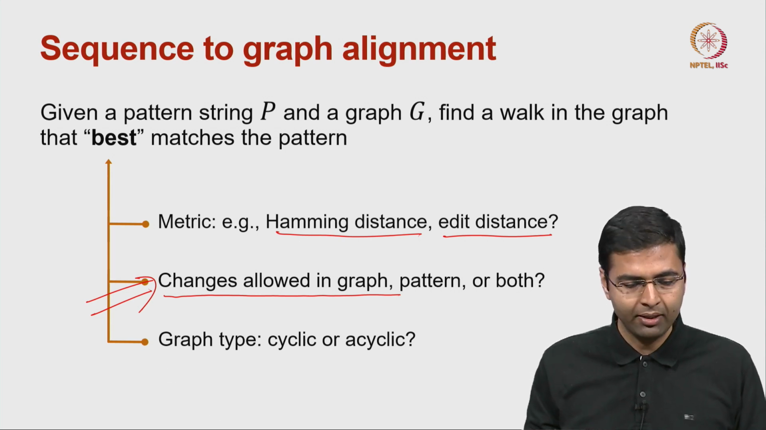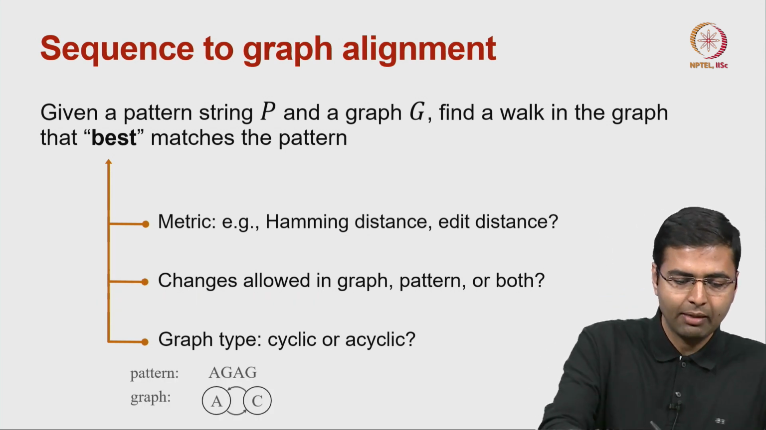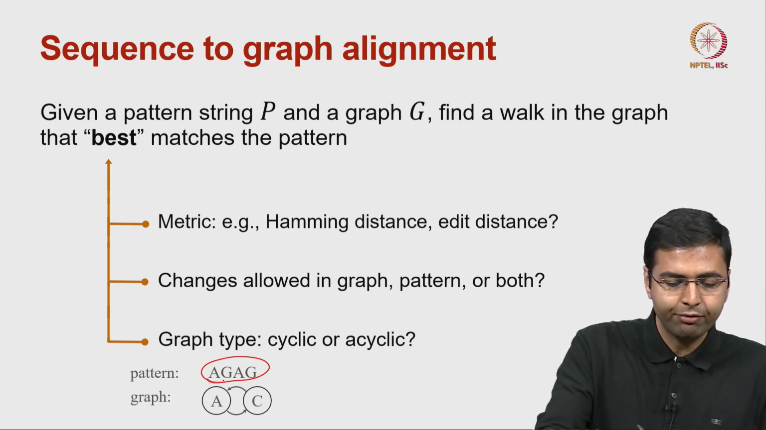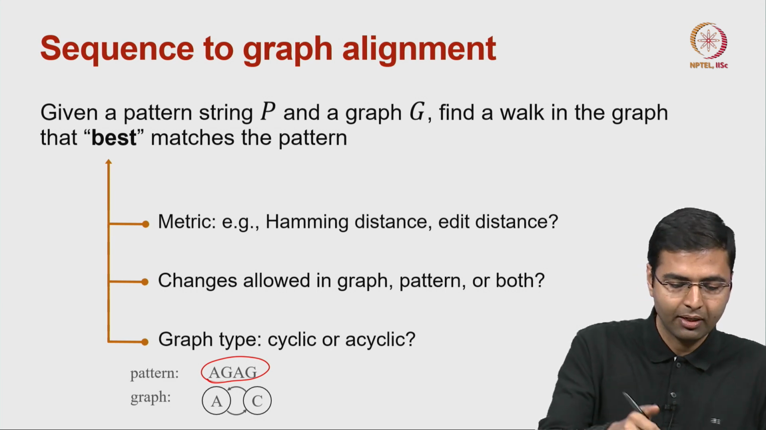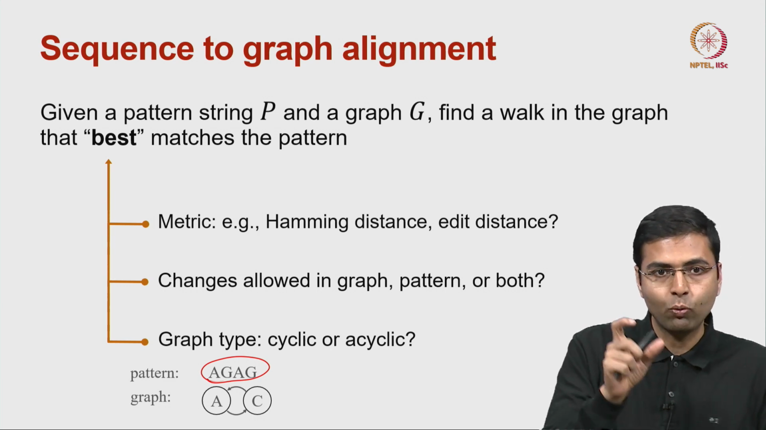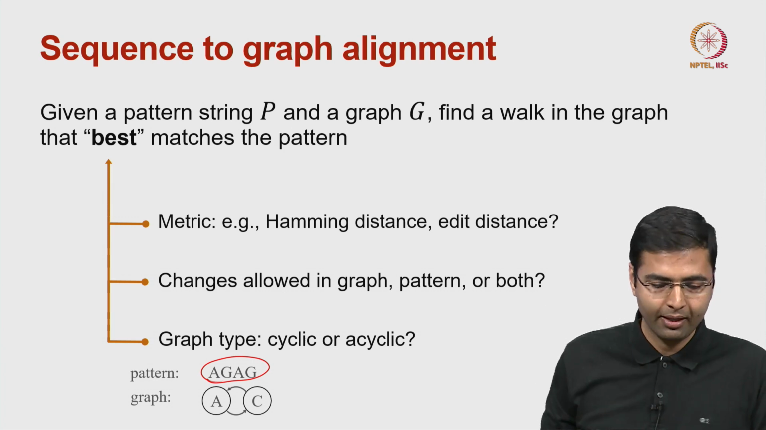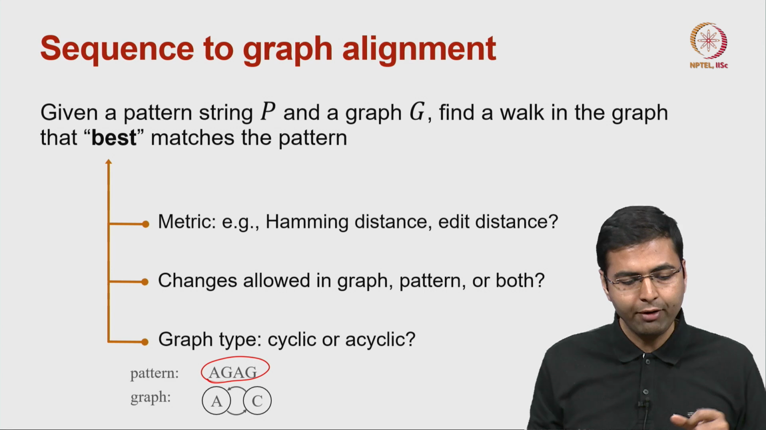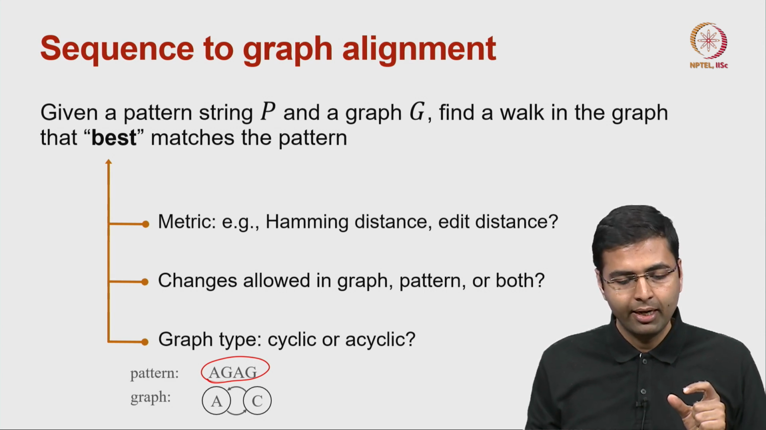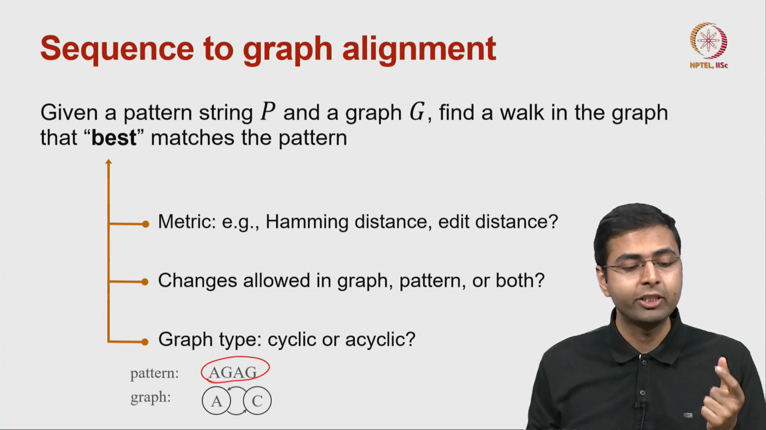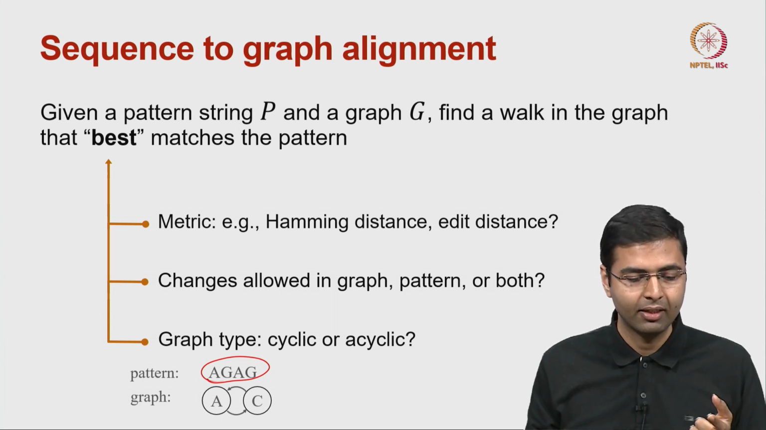Let me show you one example. Let us say the pattern is AG and your graph contains two vertices connected as a cycle. The vertex A is connected to vertex C, and then vertex C has an edge back to vertex A. Now observe that when we are doing approximate pattern matching, the number of changes required will depend on whether you allow me to change the graph or the pattern.